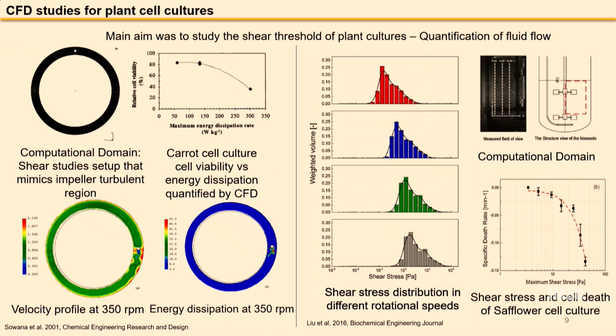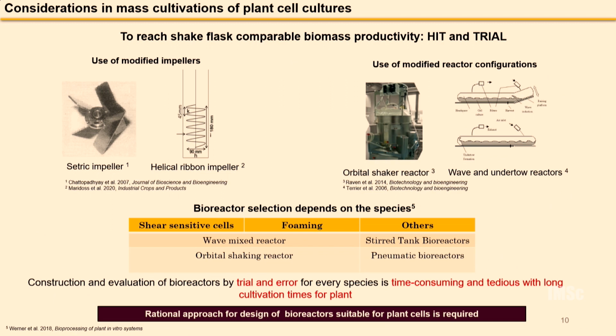In safflower cell culture in 2016, they modeled the stirred tank reactor, taking only this particular region as the computational domain, and they looked at how the shear stress is distributed in this region and how the shear stress is related to the death rate of the culture. So what we are interested in is this problem of how we can achieve shake flask comparable biomass productivity in reactors.